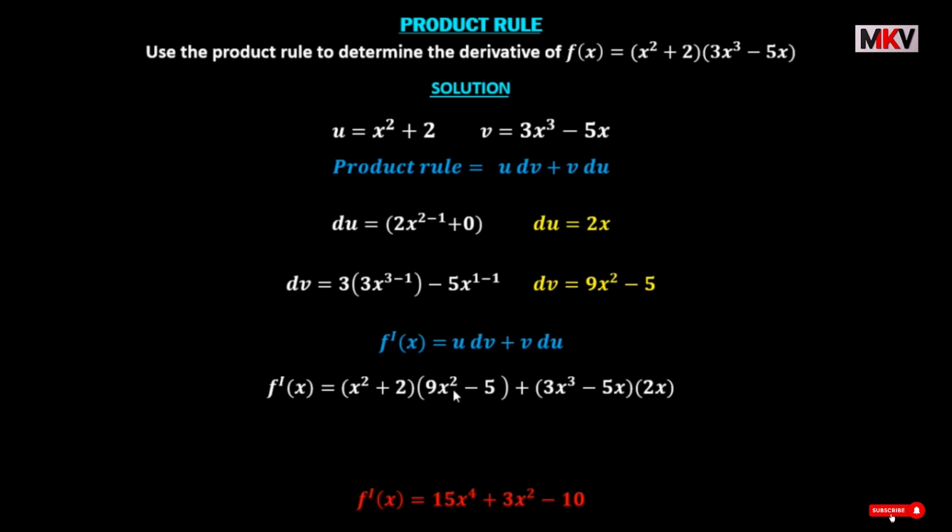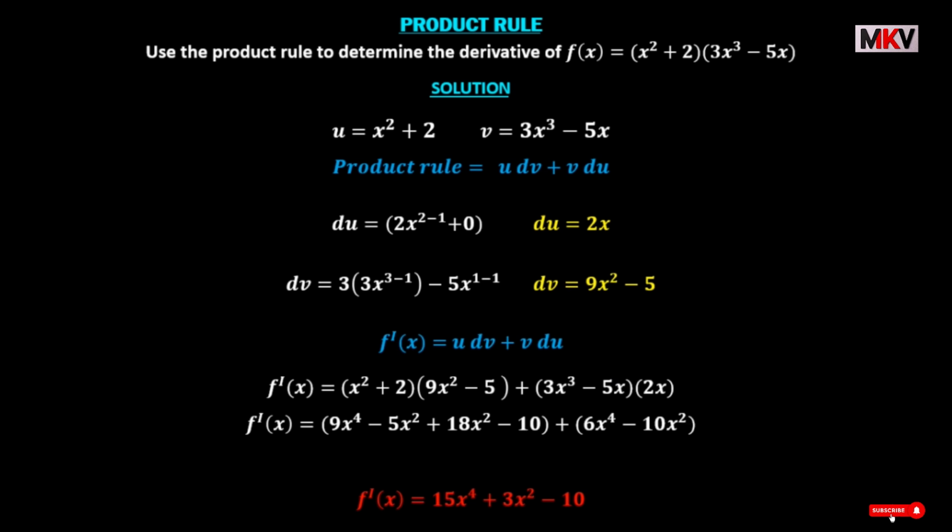So x squared multiplying 9x squared will give us 9x to the power 4. Then x squared multiplies minus 5, which gives us minus 5x squared. Then 2 multiplies 9x squared, you are getting 18x squared. Then 2 multiplies minus 5, you are getting minus 10. So we've expanded this bracket. Then 3x cubed multiplies 2x, you are getting 6x to the power 4. Then minus 5x multiplies 2x, you are getting minus 10x squared.